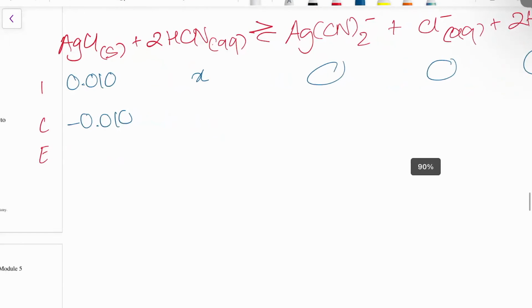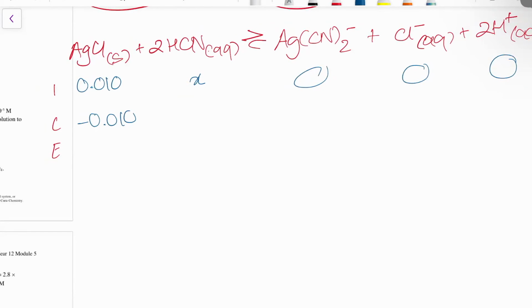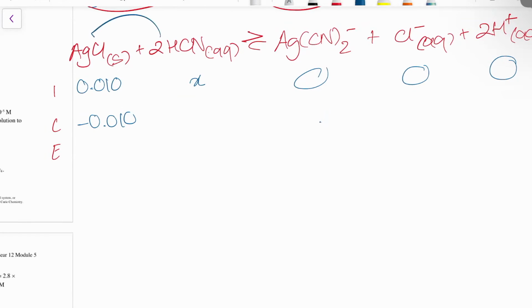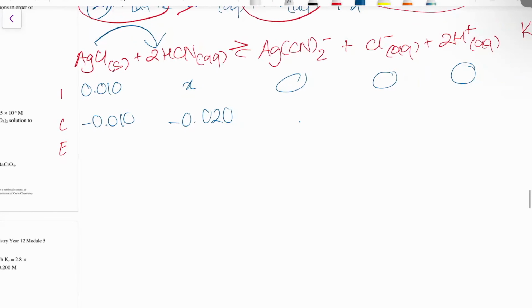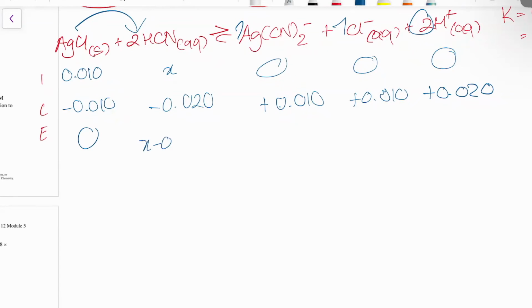Okay, so because they told me I'm dissolving all of my AgCl, it's just going to be minus 0.010. Oh, hold on, use my coefficients, that's a 2. For every 0.010 of AgCl, there's 2 times that of HCN. And then this is 1, this is 1, and this is 2. So that's going to be plus 0.010, plus 0.010, plus 0.020. Okay, so then my final values are going to be x minus 0.02, 0.01, 0.01, 0.02.